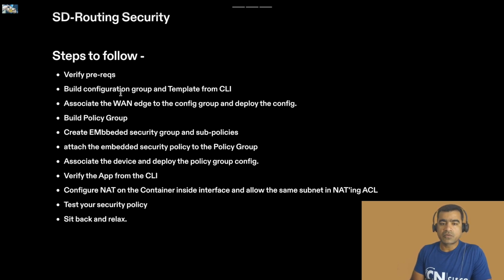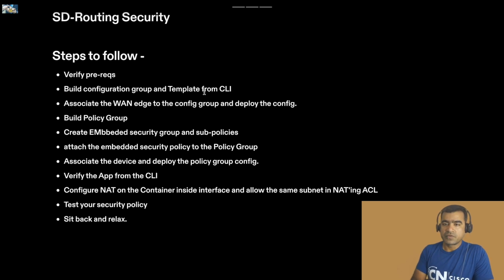Then we will build a configuration group using a template, and this template building is not going to be very involved because we are going to use a workaround or a hack. That means we will use the existing CLI configuration as a template. So it will be easy. Associate the WAN edge to the config group and deploy the configuration. Once you build your configuration group, obviously you need to associate your SD router and then deploy the configuration.